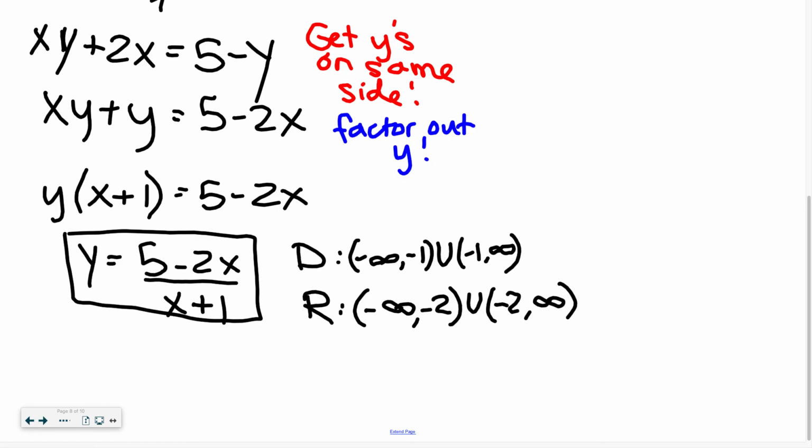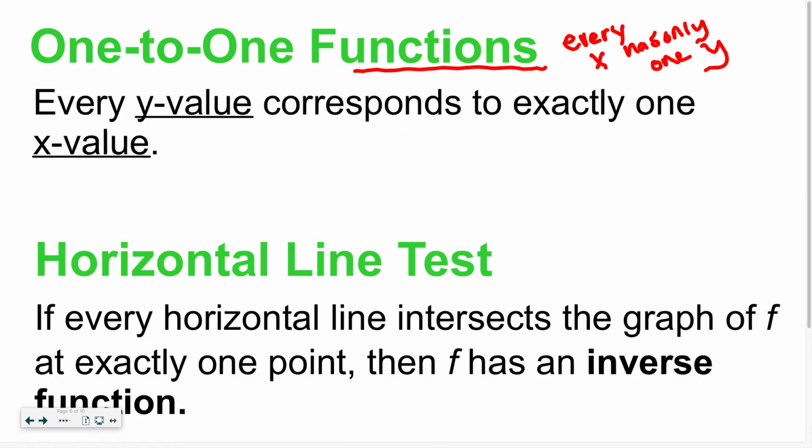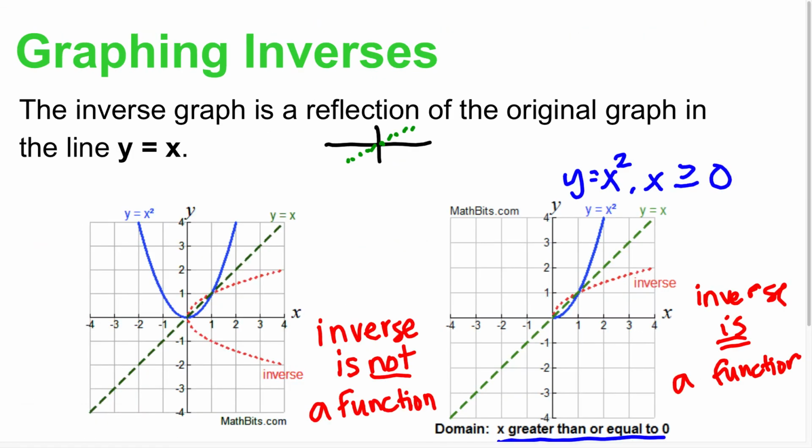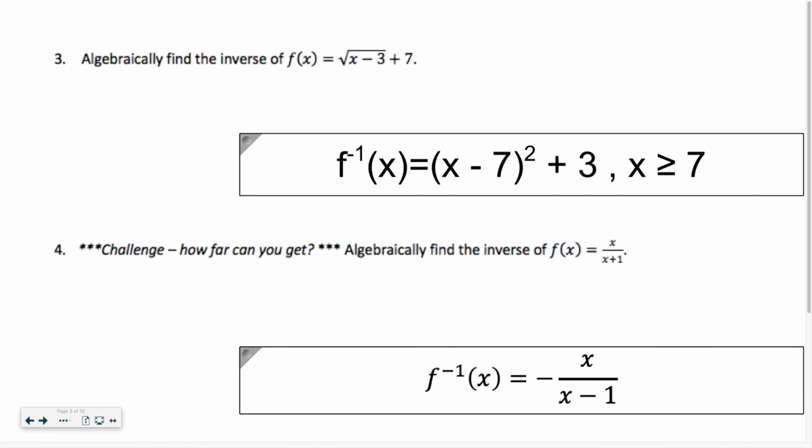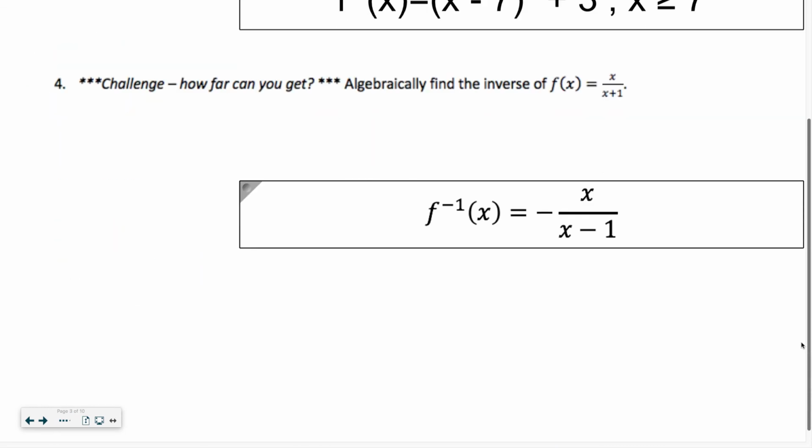Okay, any last questions? We've got about 15 minutes. I want you to pull out that green sheet. And if you didn't finish number 4 with your group, see if you guys can do that. I'll go back to the slide that has the answer to number 4 and see if you can do the whole get y's on one side, factor out y. And then you guys can also check to make sure that I typed that correctly on here. It is, I have -x over x minus 1. See if you can get that.